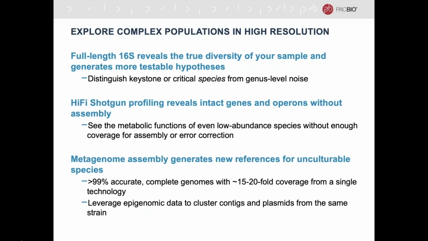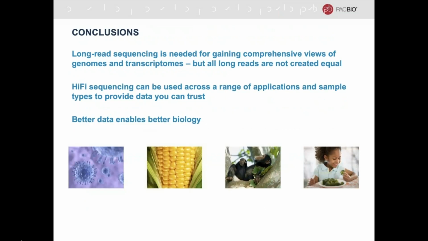And lastly, if you're interested in doing metagenome assembly to create new references, you can easily do this with our HiFi data type, and you're going to get really highly accurate complete genomes with as little as 15 to 20-fold coverage. Another cool advantage of this is that you can leverage the epigenetic data, and you can cluster contigs and plasmids from the same strain together. So it's a very powerful data type for complex populations.